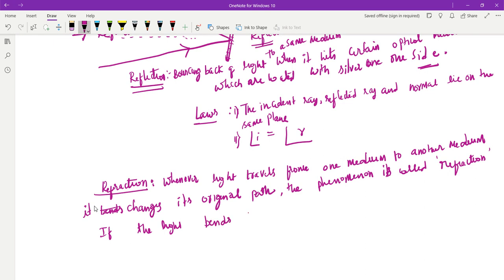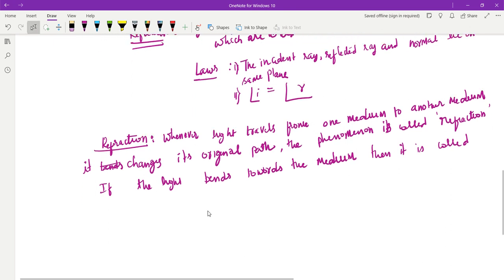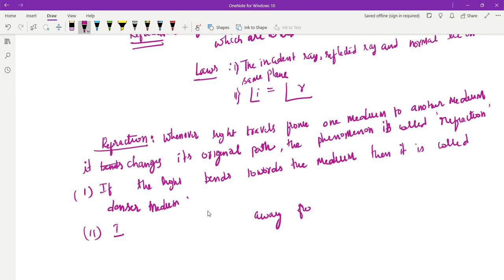If the light bends towards the normal, then the medium is called a denser medium. Second one, if the light bends away from the normal, it is not towards the medium, it is away from the normal, then it is called a rarer medium.